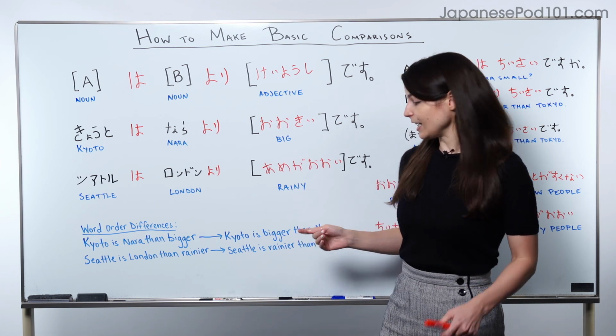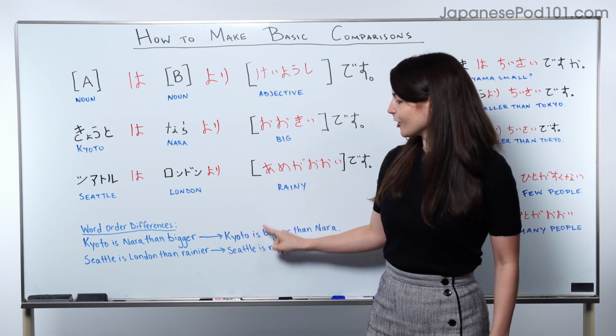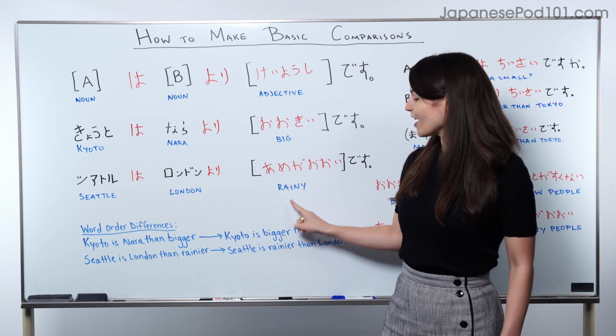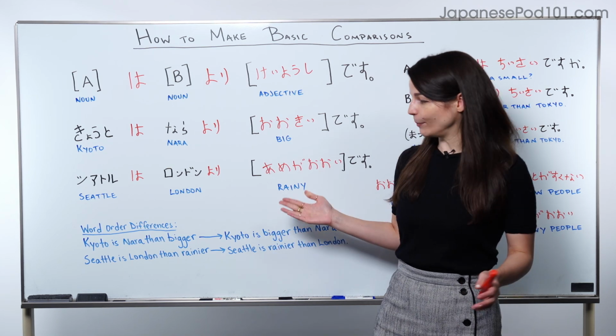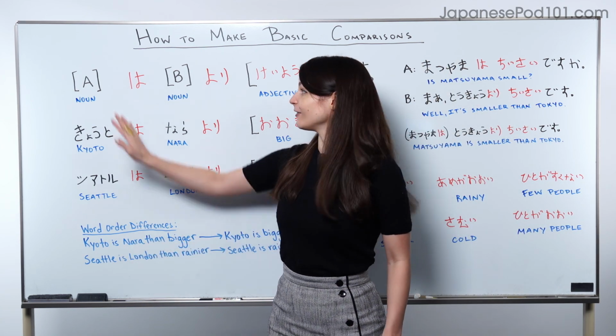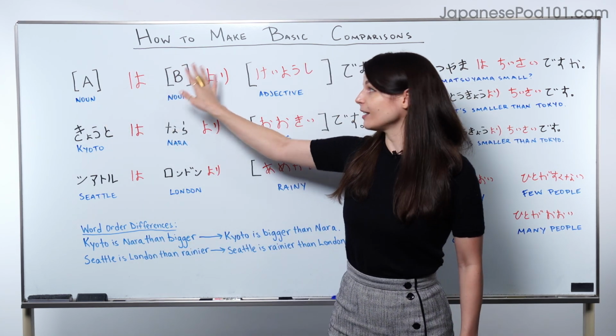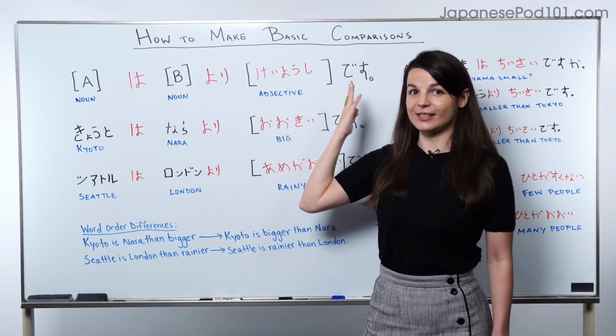So yes, in English, we follow the first noun with our comparative adjective, and then the second noun. In Japanese, the order is different. We have noun A, wa, noun B, yori, and then our comparative expression.